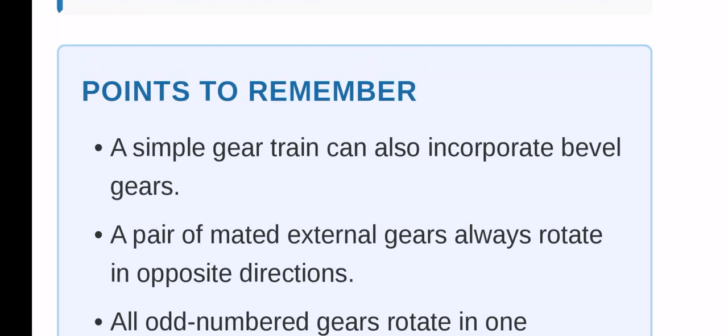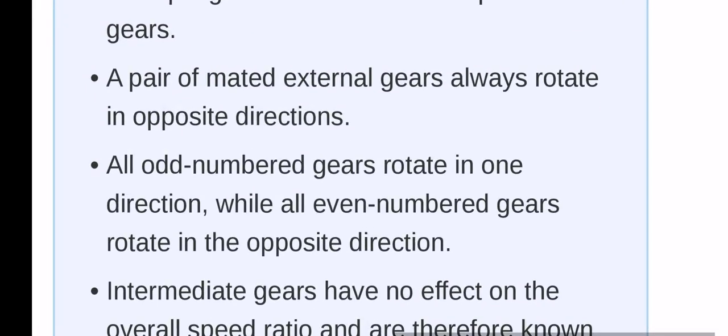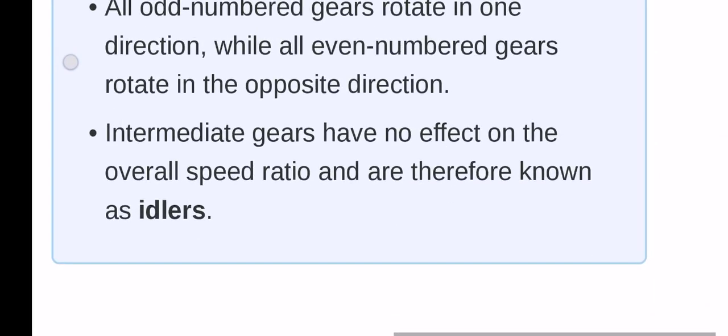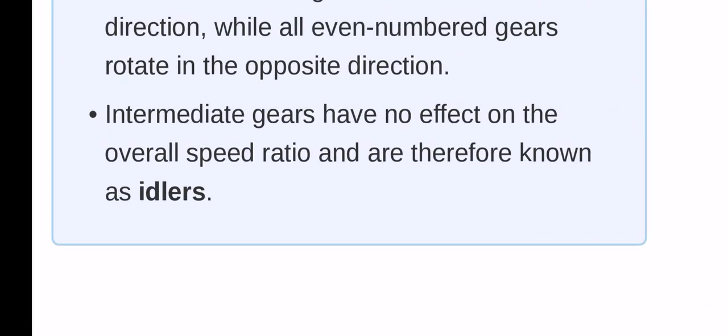A simple gear train can also incorporate bevel gears. A pair of mated external gears always rotate in opposite directions. All odd number gears rotate in one direction while all even number gears rotate in the opposite direction. Intermediate gears have no effect on the overall speed ratio and are therefore known as idle gears.